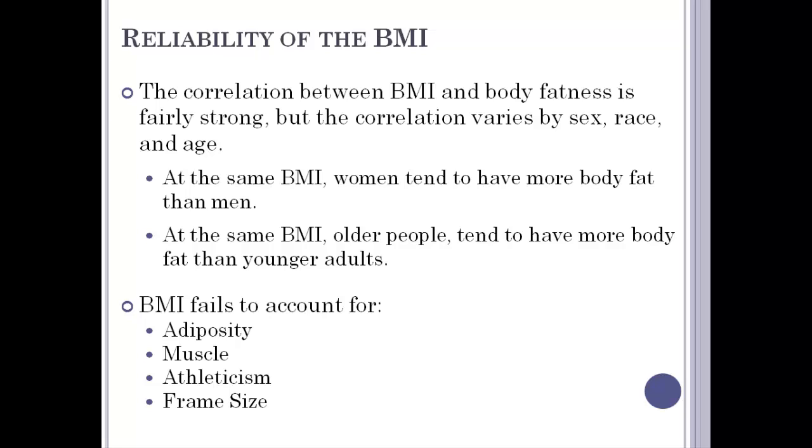BMI is also not perfect in that it fails to account for a variety of really important factors when it comes to your weight and your disease risk. For example, adiposity, meaning where on your body do you store your fat? If you store your fat around your middle section, you have greater risk for disease and mortality than if you tend to store your fat around your butt, hips, and thighs.